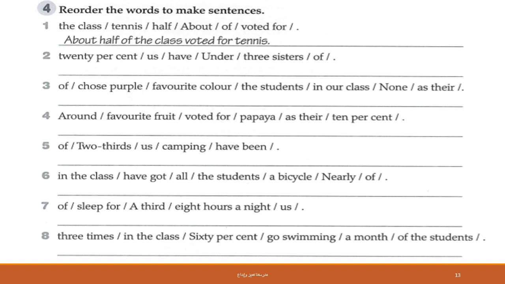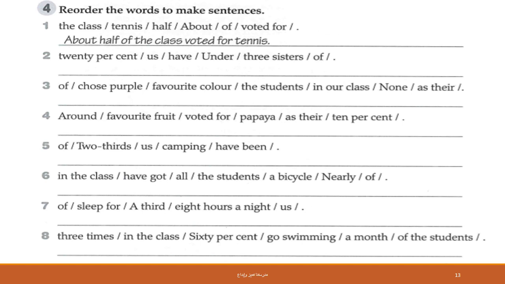About half. And we said that we can't use of with half. So about half of who? The class. What did they do? Voted for tennis. So about half of the class voted for tennis. Let's have a look at number 2. I will give you 1 second.